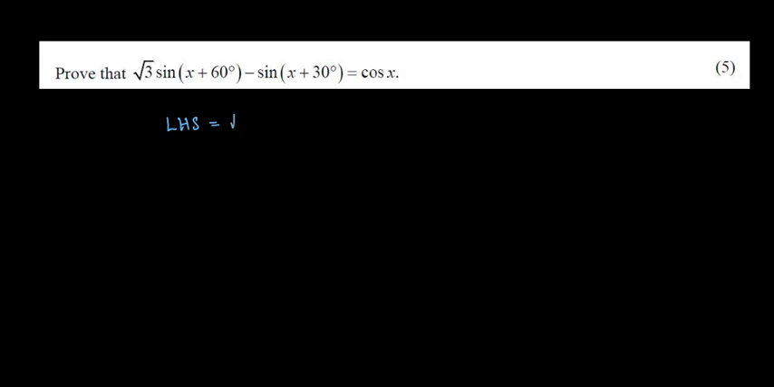So we need to prove that this, sin(x + 60 degrees) minus this, cos(x + 30 degrees), is equal to cos x. So the first thing we do here is notice that there is a compound angle there. Because there's a compound angle, definitely we need to expand.